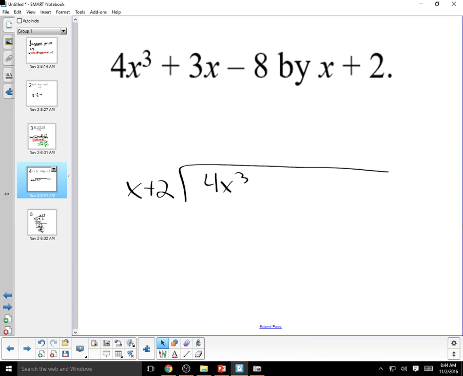So go ahead and insert a 0x squared. Sorry about that. I even wrote it as a 3 and I still saw it too. Plus 3x minus 8. Because remember, you want to make sure you have every single place value, so thank you. Thanks for saying something.